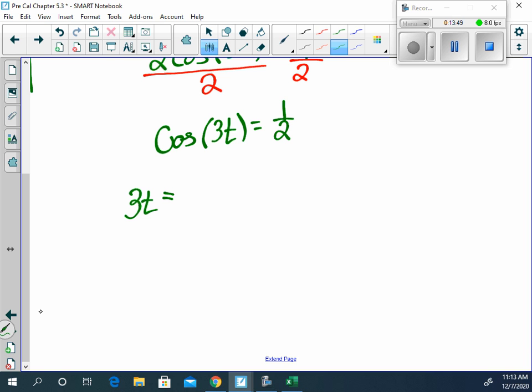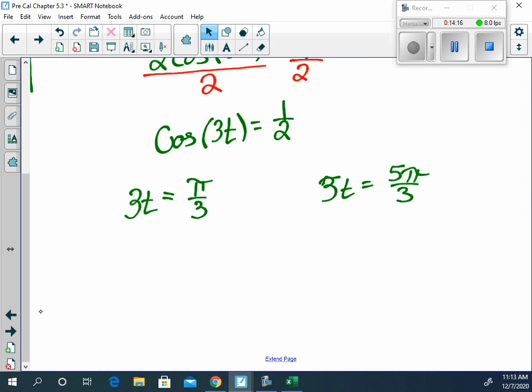Where is cosine equal to 1/2? Pi over 3 and 5 pi over 3. So whenever we plug 3t in for cosine, we get pi over 3 and 5 pi over 3. Yes? So I would set it up like this here. So we just have to now solve for t.